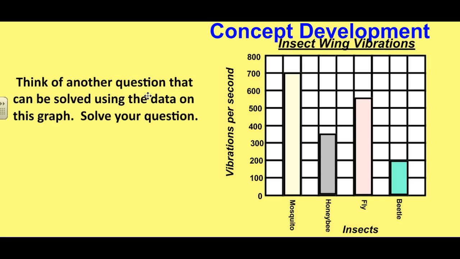So find a bar and compare it with another bar on the graph, or an insect and compare it to another insect, and then come up with your question. You can be adding, you can be subtracting, and get that question written on your paper. I'm going to check that question whenever you bring me your exit ticket, and make sure that you're solving your question as well and putting down the answer.